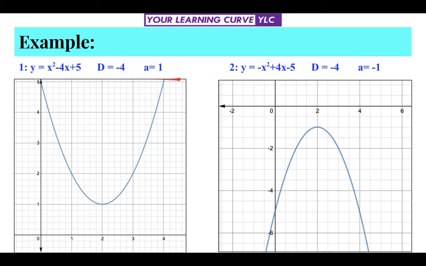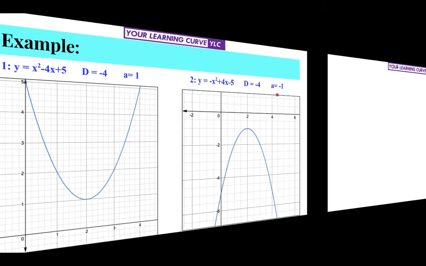This equation and this equation are exactly the same except for multiplication with a minus sign. So you observe the difference in the graph. If a is positive, it opens upward. If a is negative, it opens downwards. Everything else is entirely the same, but the behavior of the graph changes depending on the value of a.